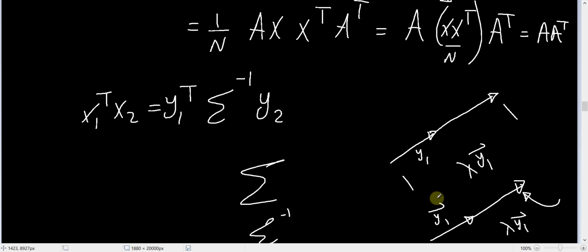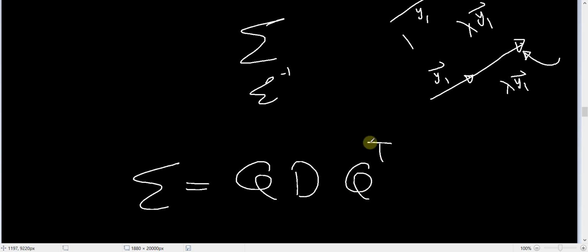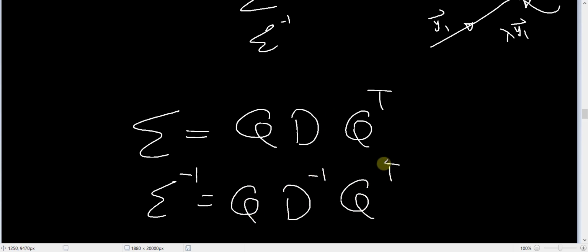This is one reasoning. Another reasoning is that we know that sigma is equal to Q D Q transpose. Now sigma^-1 is equal to this to the power of -1, which is equal to Q D^-1 Q transpose. Now this is the matrix of eigenvectors of the matrix sigma. This is the matrix of eigenvectors of the matrix sigma^-1, and we can easily see that this Q is the same, meaning that all the eigenvectors are the same.